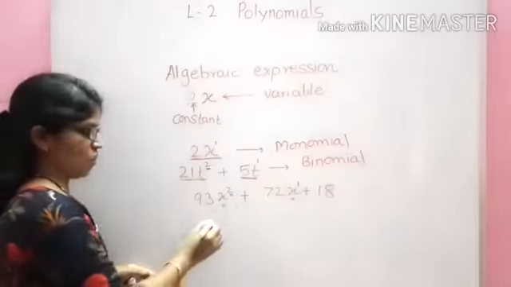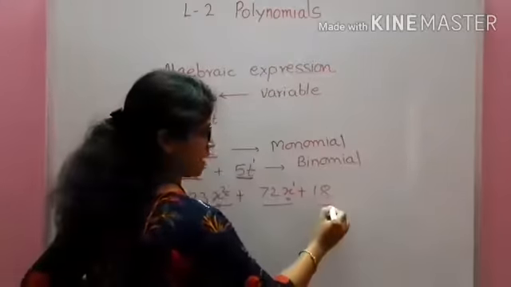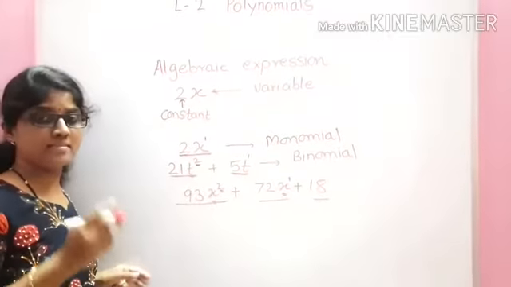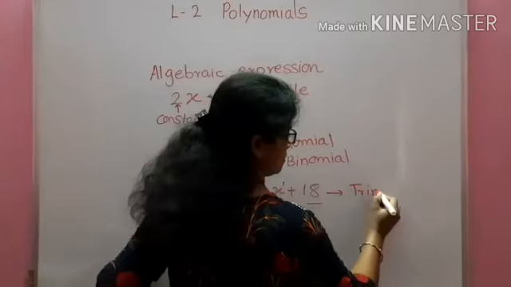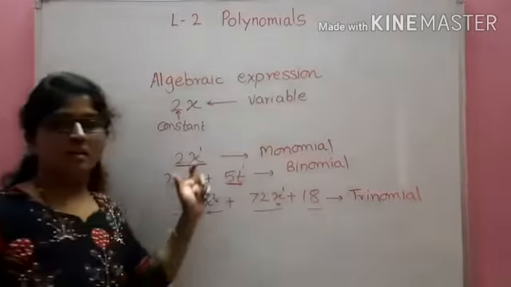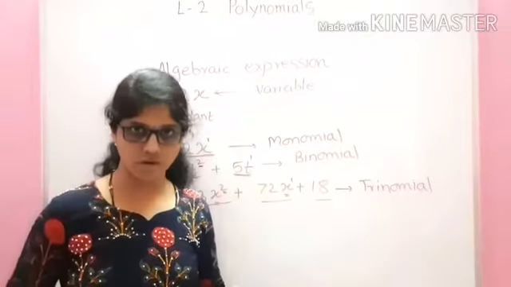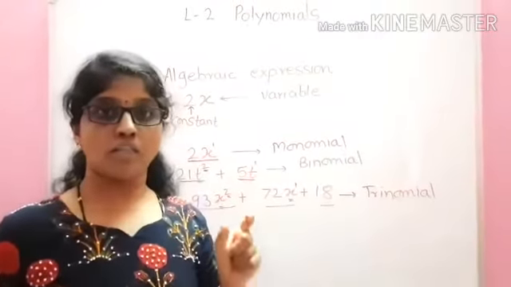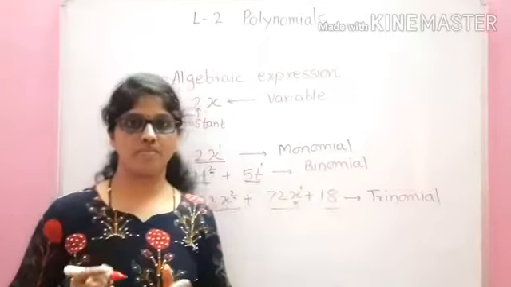Now here if you observe, this is the first term, this is the second term and this is the third term. So when a polynomial contains three terms, it is known as a trinomial. So these are the types of polynomials. But one thing you should remember, every polynomial should have the variable with an exponent as a whole number.